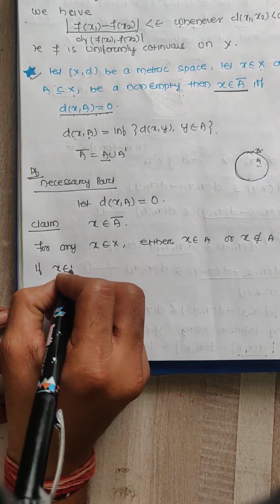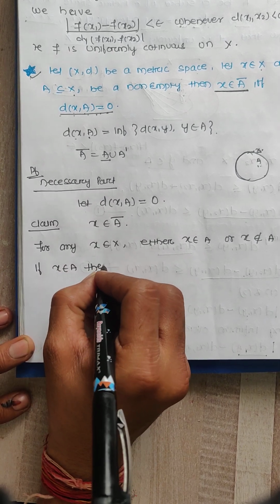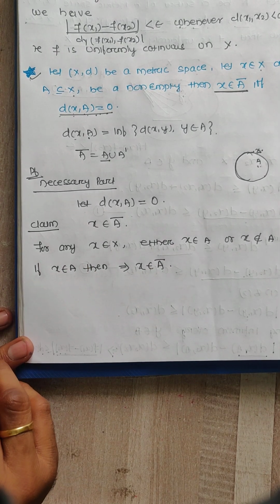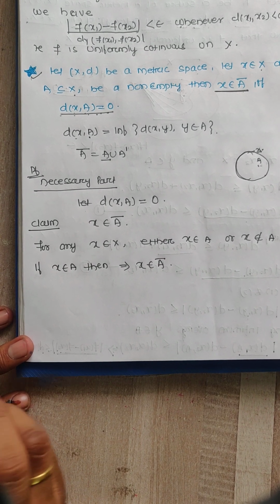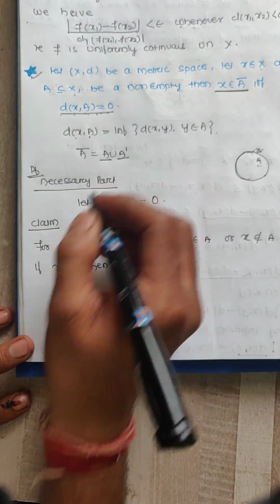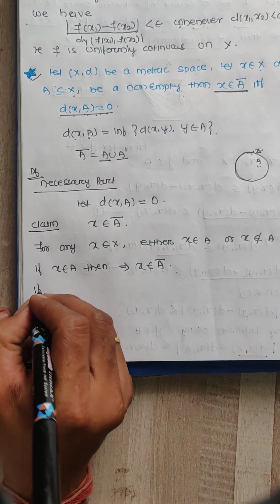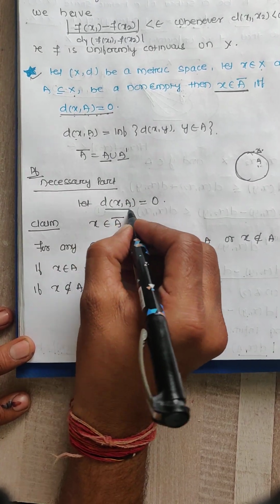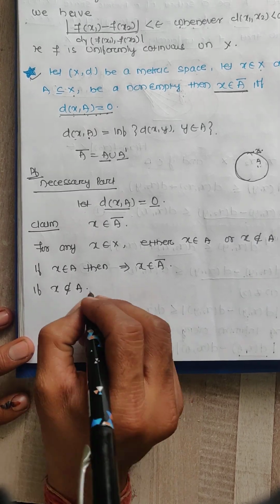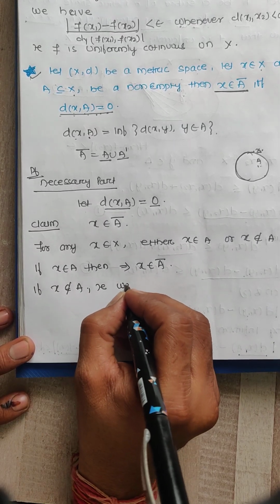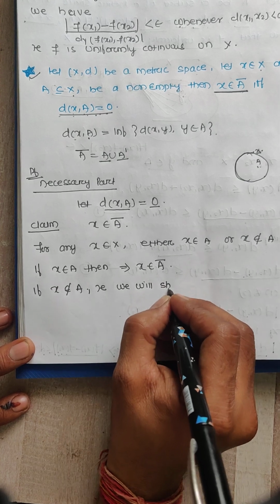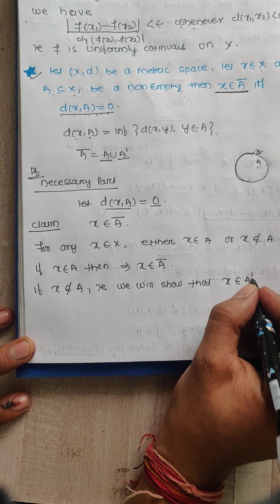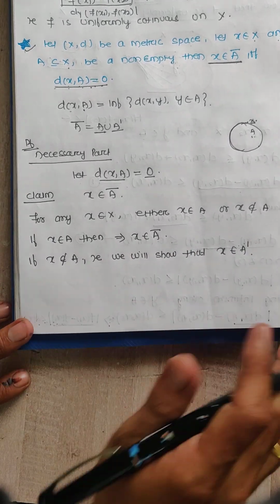If x is in A, then automatically x belongs to the closure of A, because the closure of A is nothing but A union A'. So let x be not in A, but it is given that the distance between x and A is 0. Now we will show that x is a limit point of A. That means x belongs to A'.